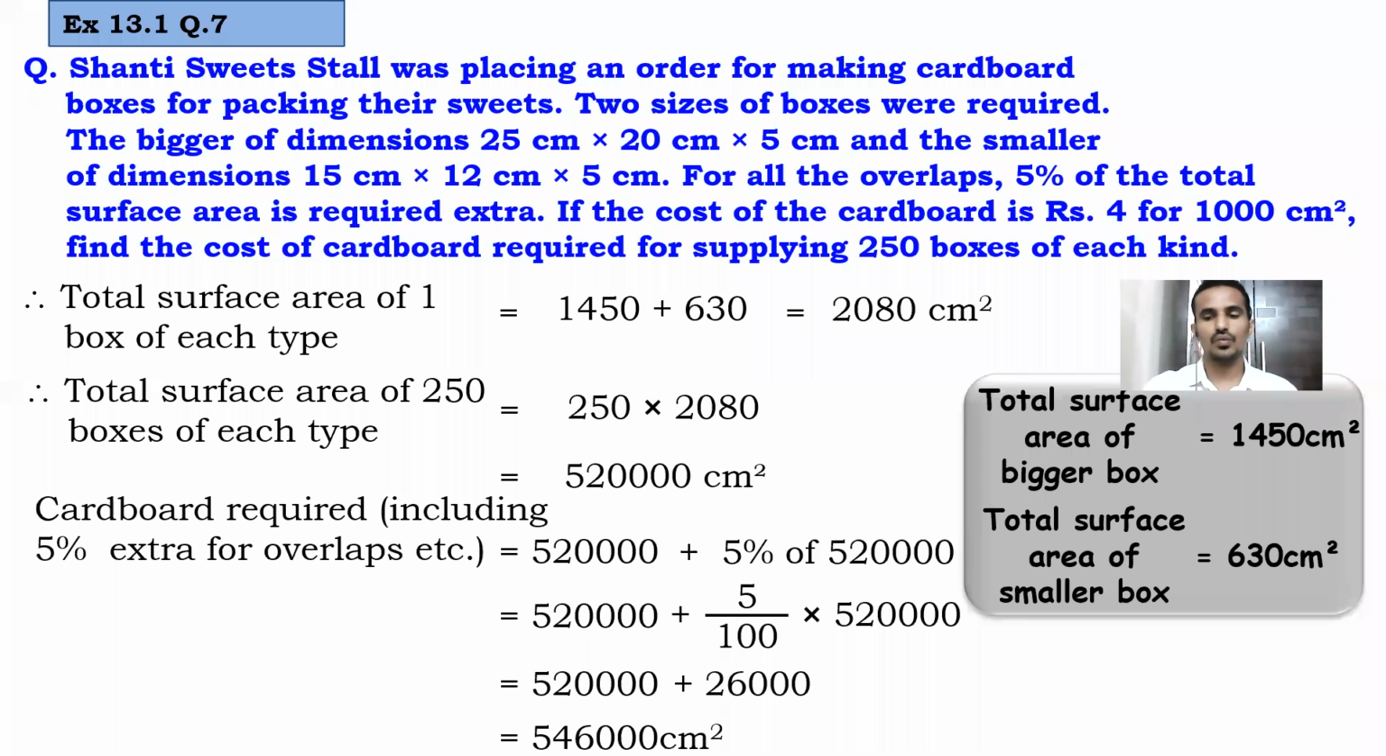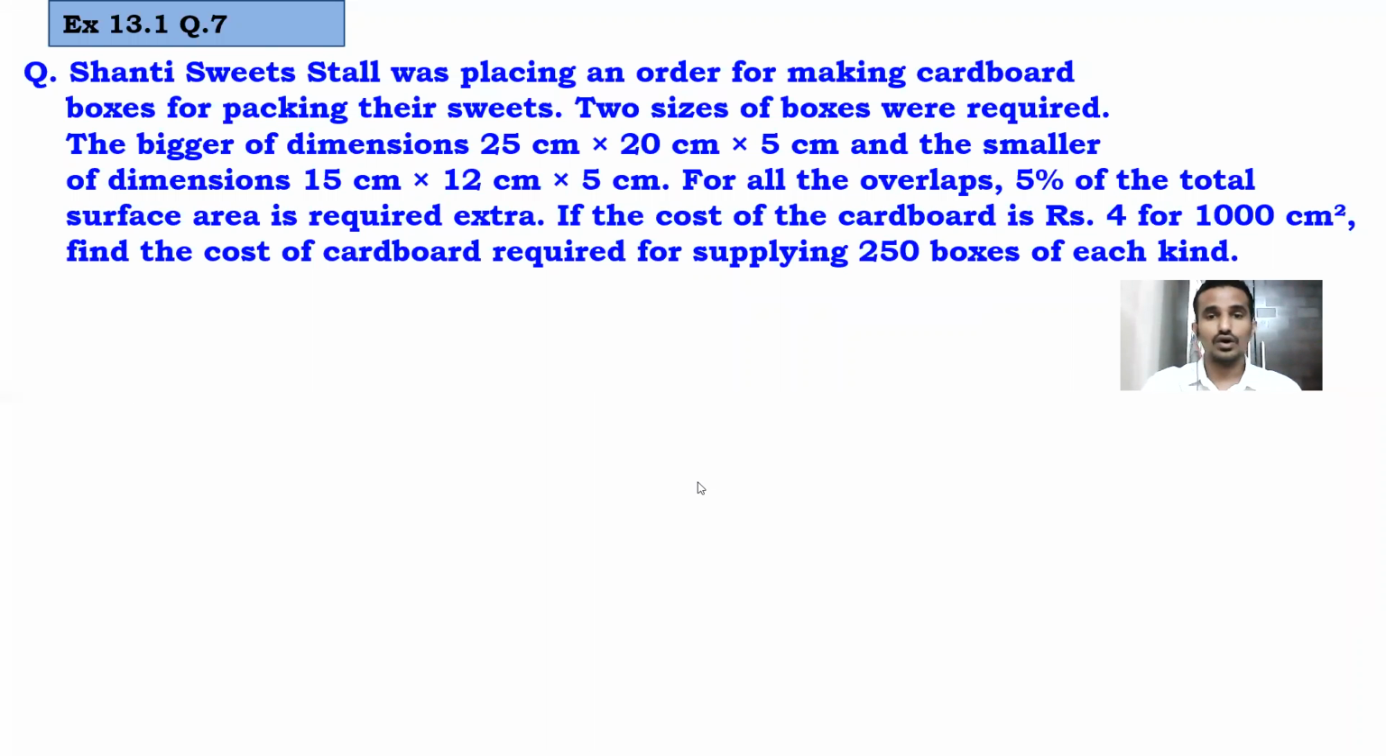Okay, this is the required cardboard. This much cardboard we should purchase in order to make 250 boxes, including the 5% of additional overlapping or wastage cardboard. हमें ये तो पता चल गया, 5,46,000 is the cardboard required. Fine. Next thing is the cost.